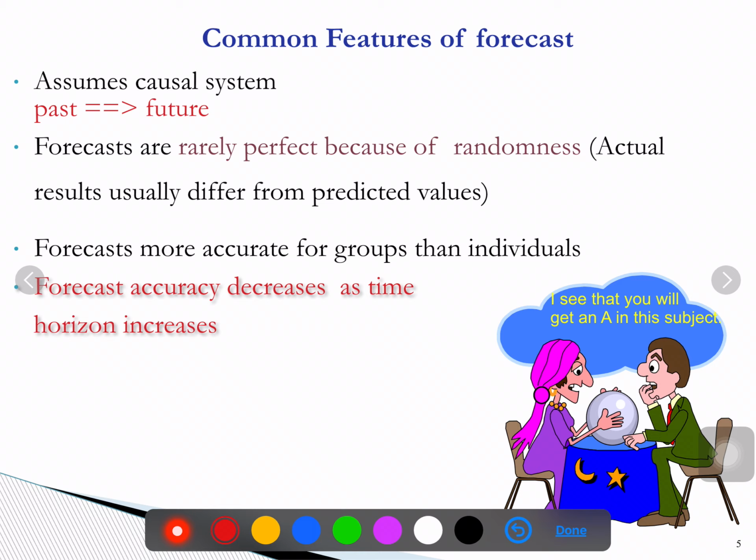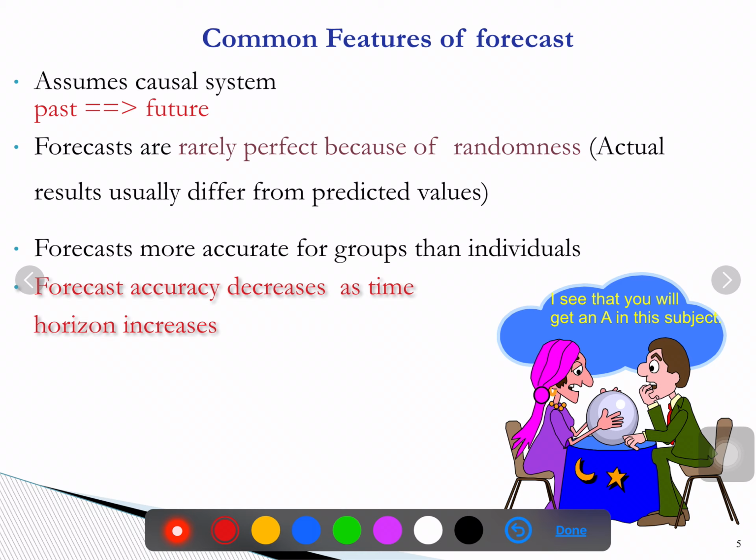Let us see the common features of forecasts. A forecast assumes a causal system. We have past information, and we assume that the past pattern will continue into the future. Forecasts are rarely perfect because of randomness. Actual results usually differ from predicted values. So it is not possible for the forecast amount to always equal the actual amount, because of randomness.